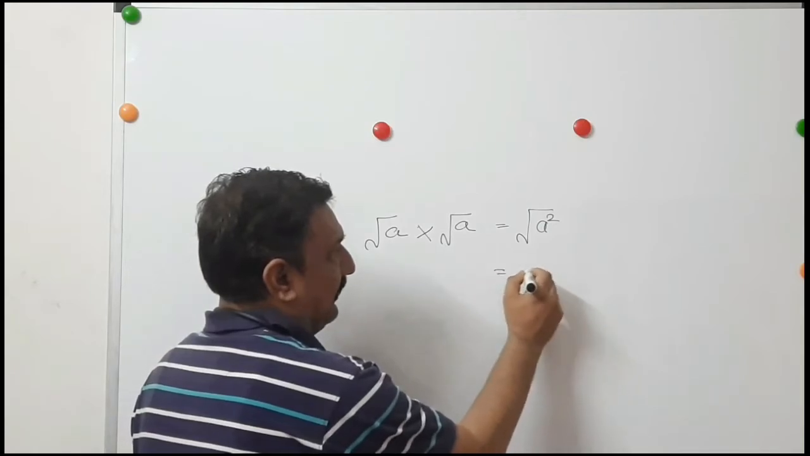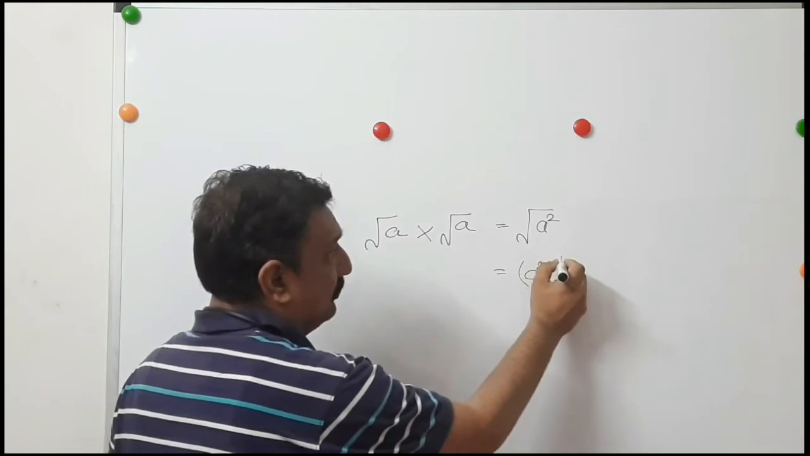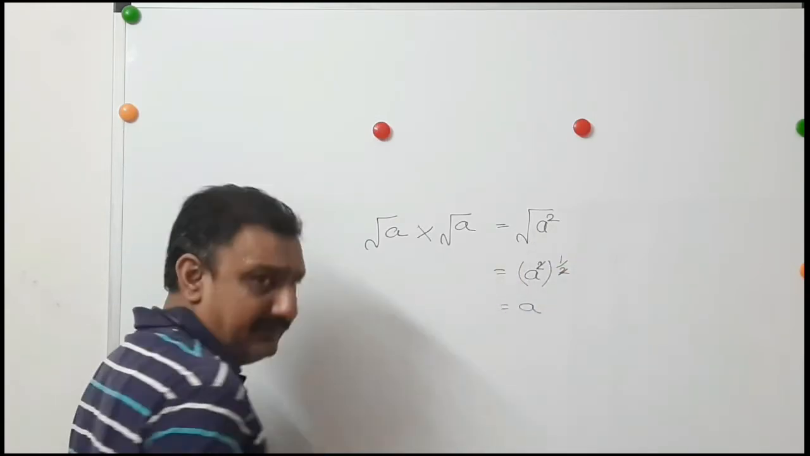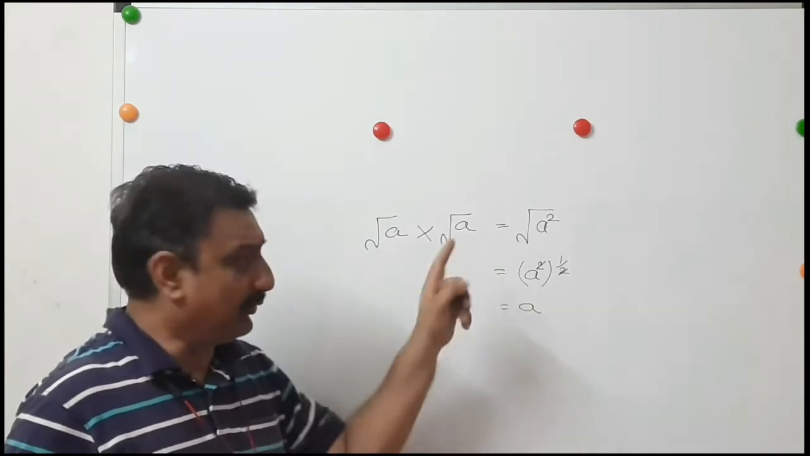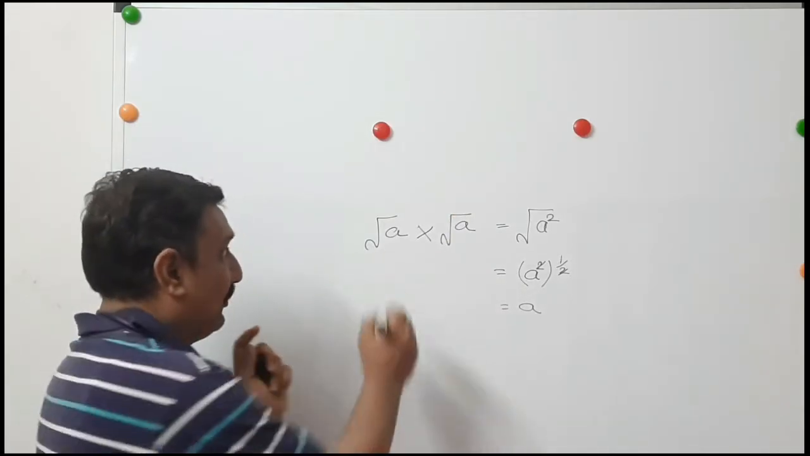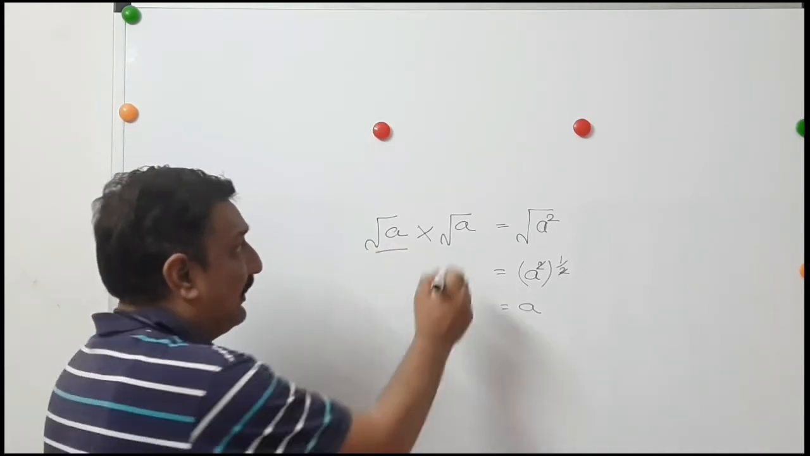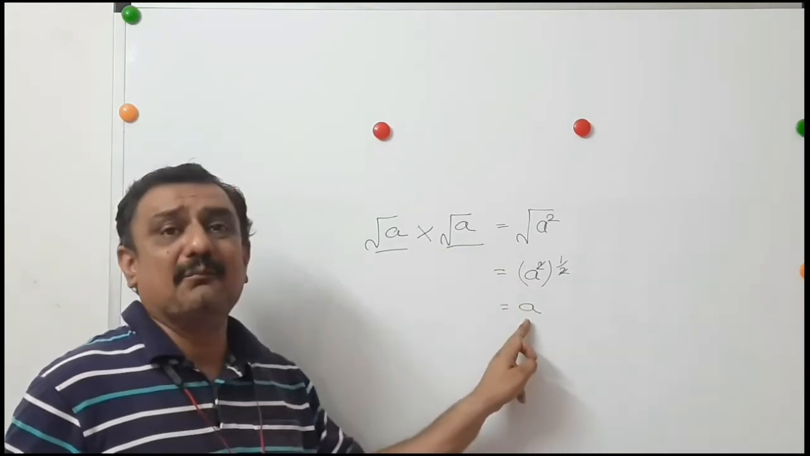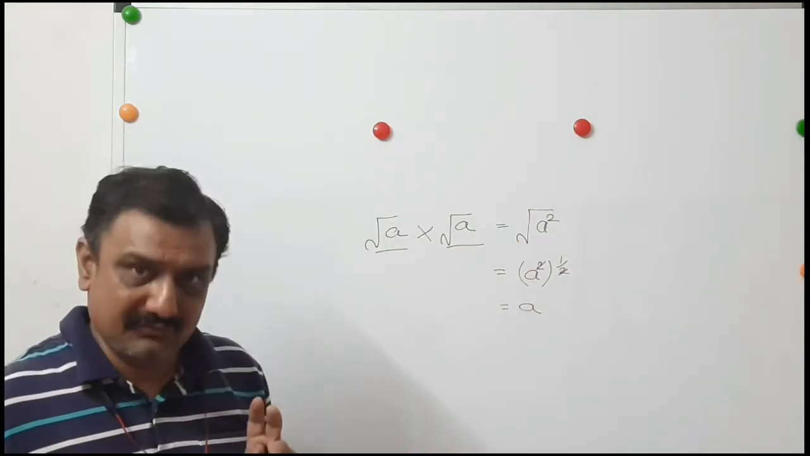If I simplify, as you know, the square root is raised to 1 by 2, so that will be the number itself, a. So the square of the square root is the number itself. In the process, root a is an irrational number, I multiply it with another irrational number root a, and the product becomes a rational number, that is a. The whole process is called rationalization.